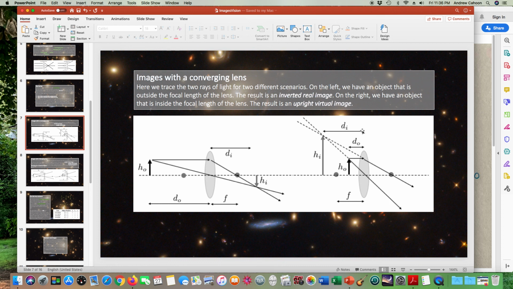All right, and the image distance will be over here. So it's on the left on this diagram. The image is on the left, the same side as the object. So the image distance is going to be negative. It's a virtual upright image in this case.